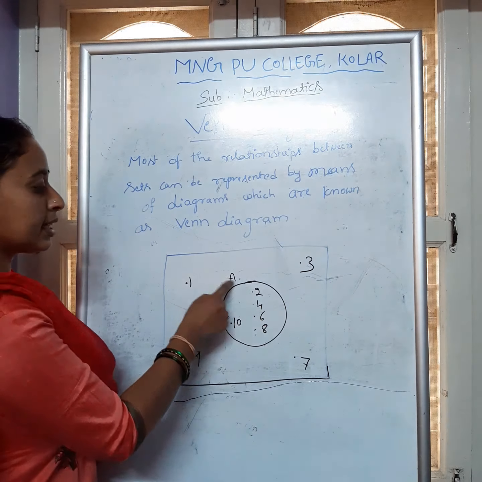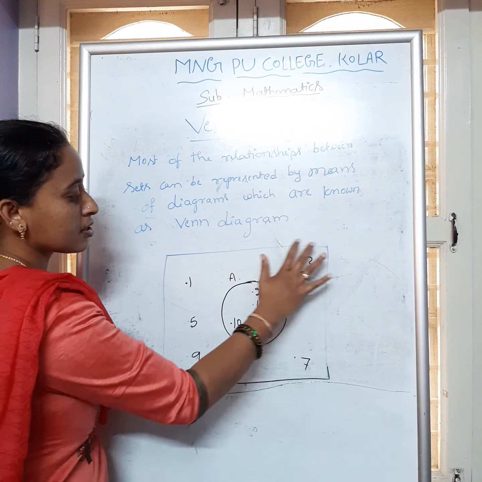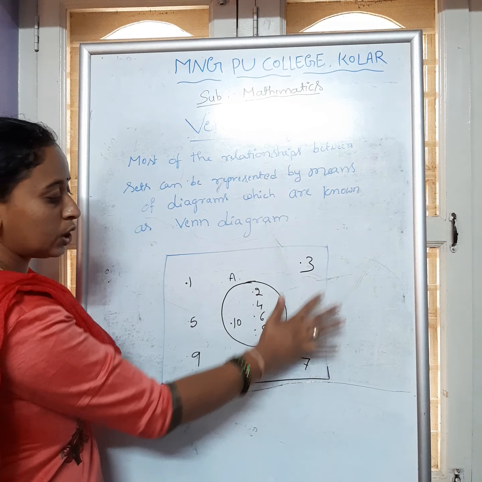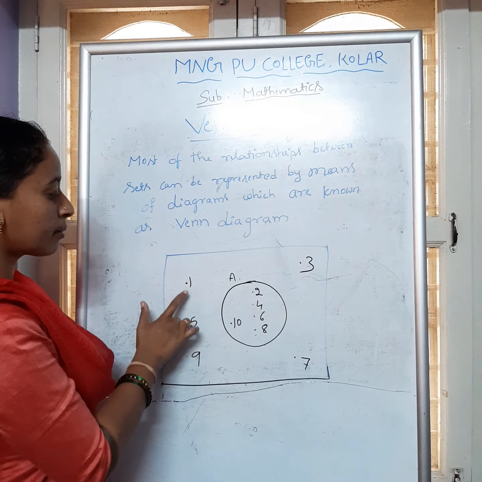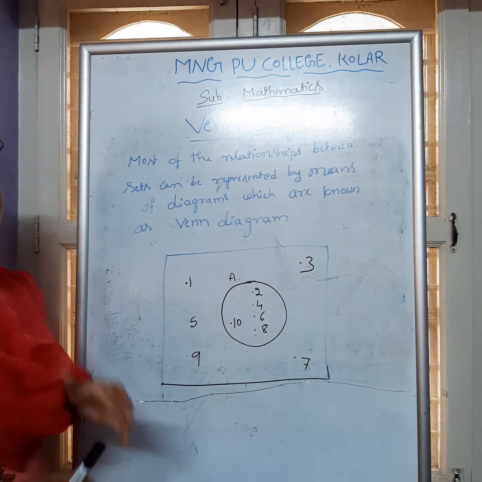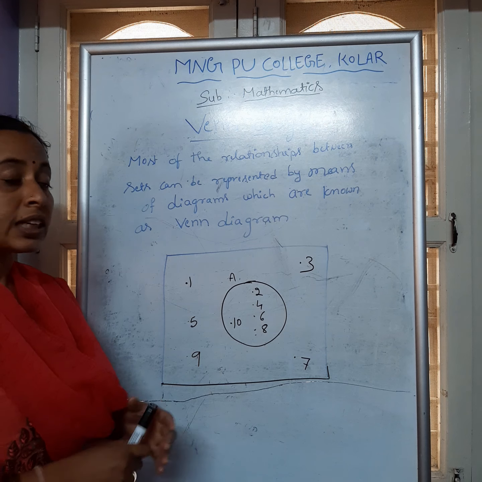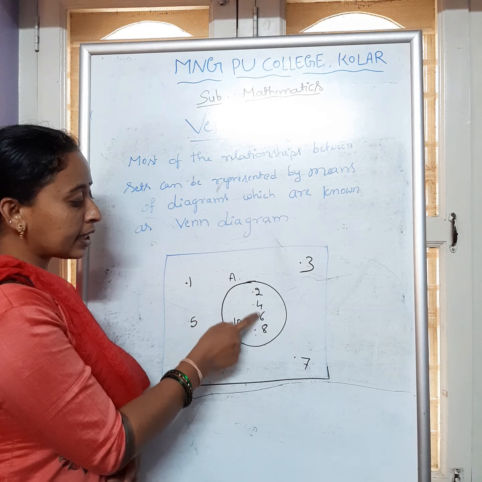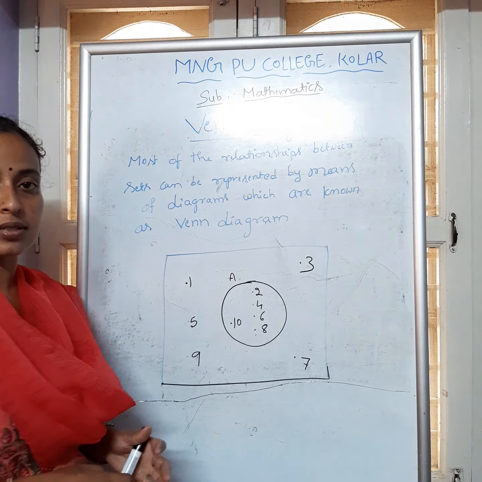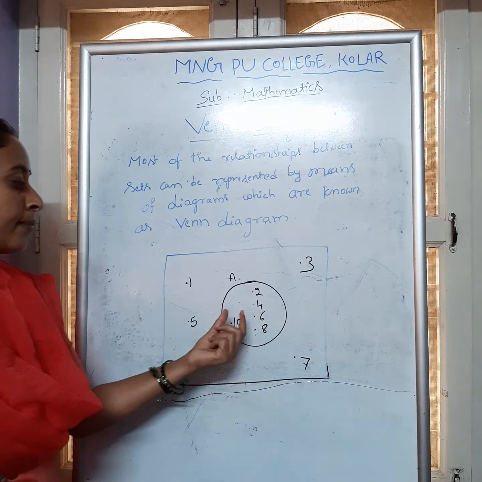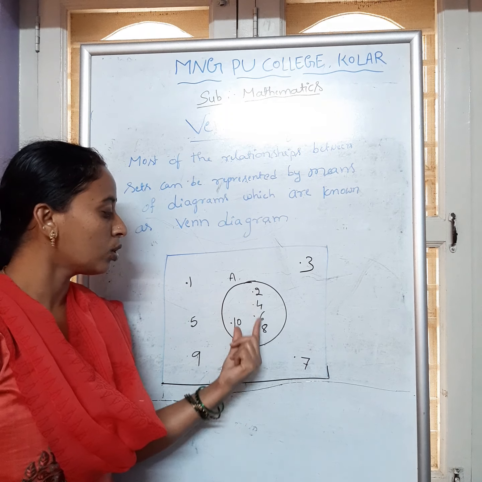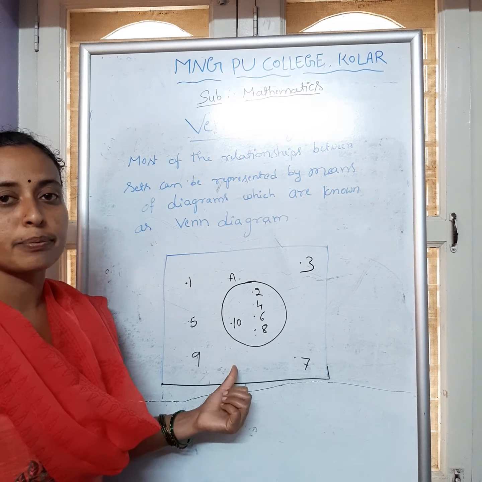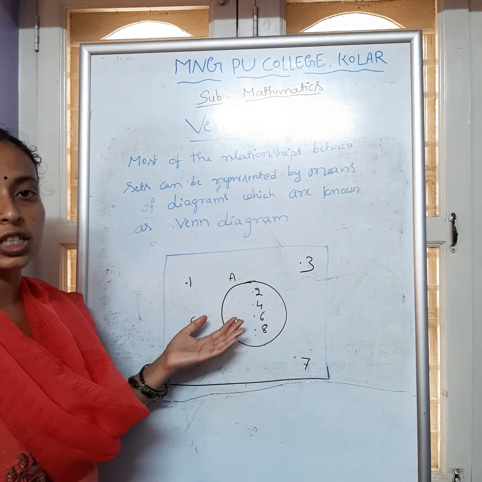See here, this is one universal set. In the universal set there are natural numbers from 1 to 10. In that, a subset is there, that is A. That set A contains even natural numbers. See, in set A there are only even numbers. Outside the circle there are odd numbers. So this is the relationship.